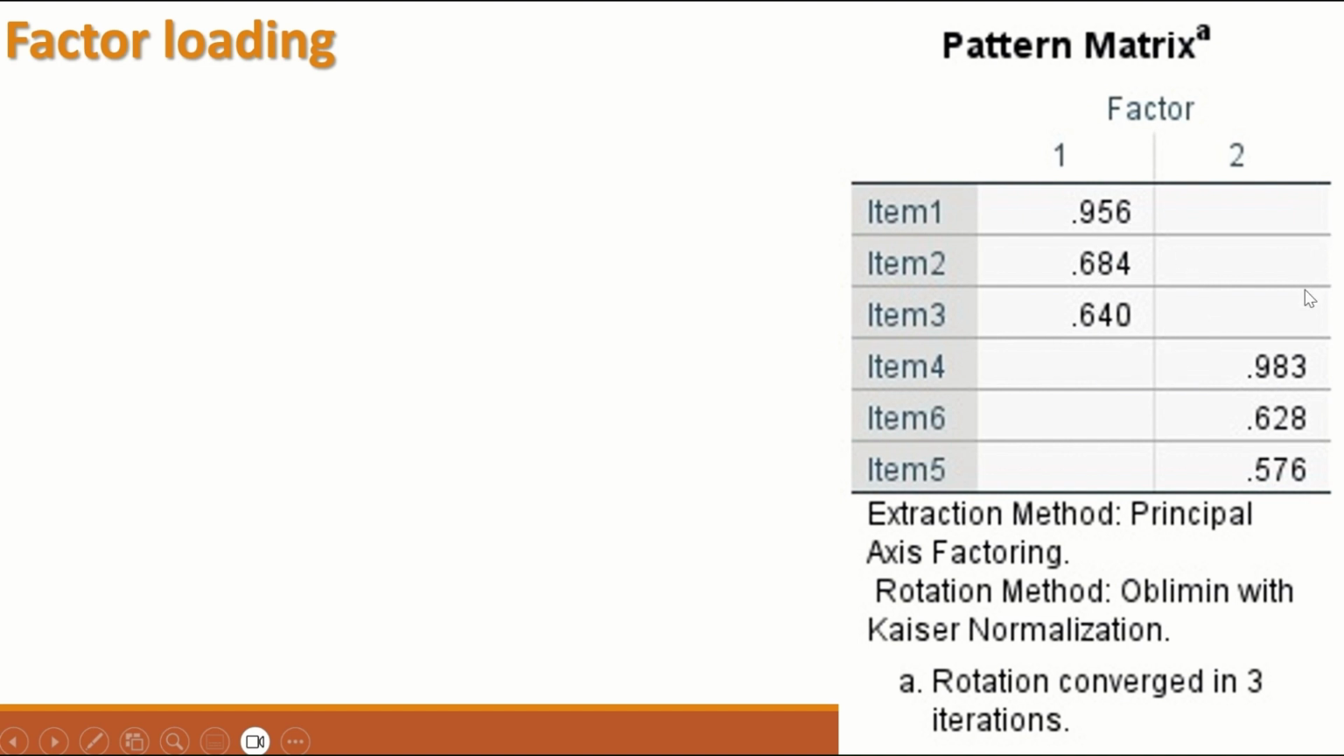For factor 2, items number 4, 5, and 6 load into that factor with a factor loading score of 0.98 for item 4, 0.62 for item 6, and 0.57 for item 5. So all these 3 items load into factor number 2, and the value for factor loading is sufficiently high. The cutoff point was taken as 0.3, so there are no values below 0.3.